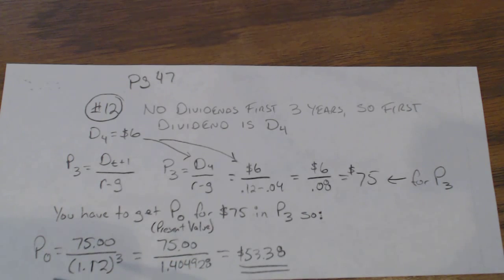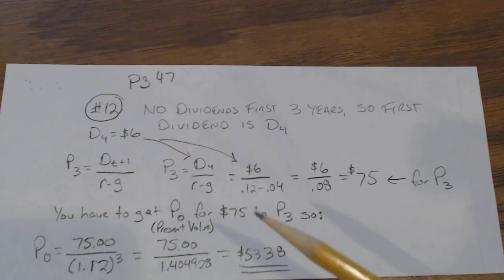You want the price at year 0. So P3, the price, is $75. To discount that back to P0, you take 1 plus the required return of 12%, to the third power because you're discounting it 3 years. $75 over 1.404928 equals $53.38.